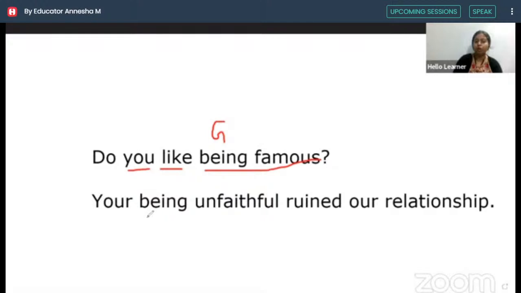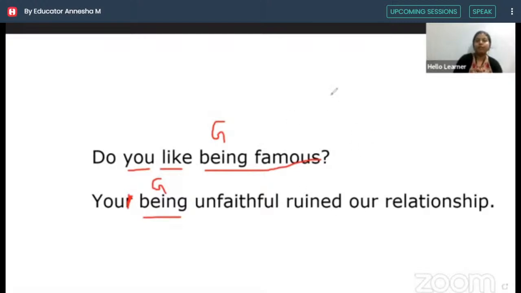Similarly, your being unfaithful ruined our relationship. So this shouldn't be your, this should be you being unfaithful. You being unfaithful ruined our relationship. So being, again, is working as a gerund here. Understood, Karthik? Okay, ma'am. Okay.